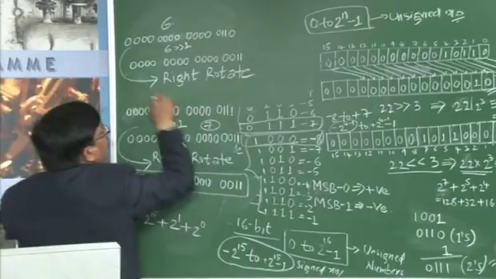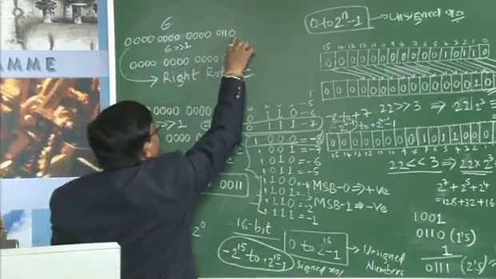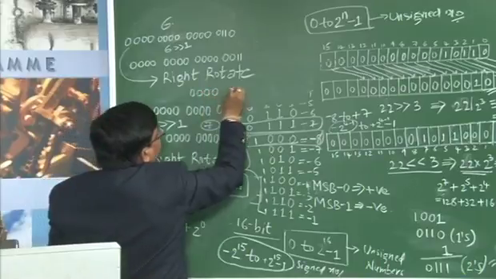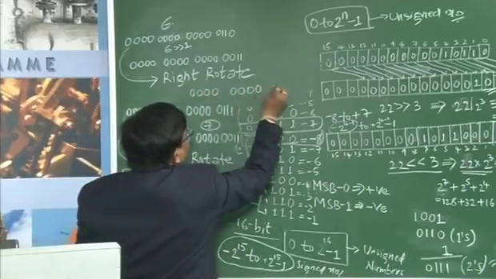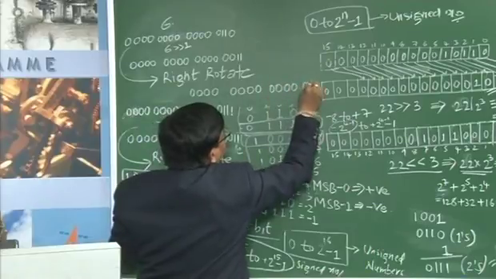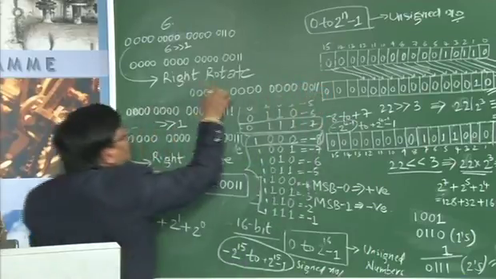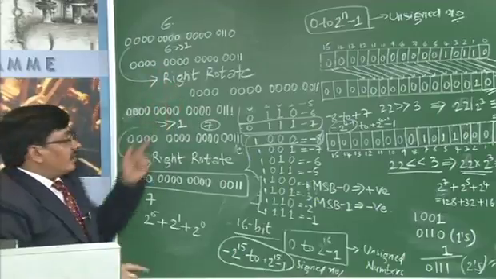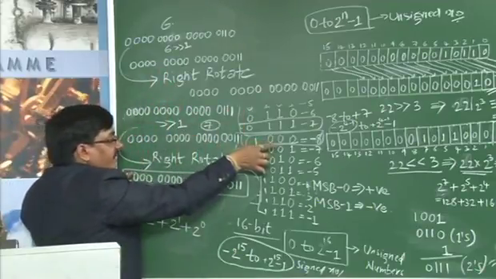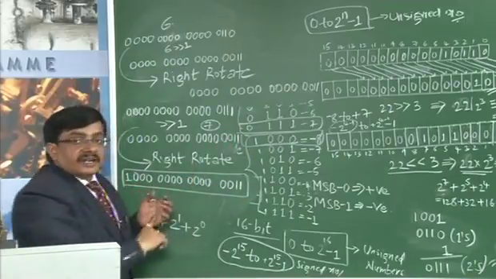When I perform the right rotate here, what exactly happens is this 0 should go to this particular position. Now, here we can see that we get the same number, that is, after right shift what we get, the same number we get even after right rotate. Fine. Whereas, if the last bit is 1 here, then the right shift will give a different result, and the right rotate will give a different result, right.